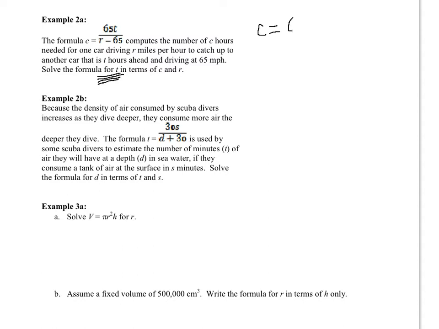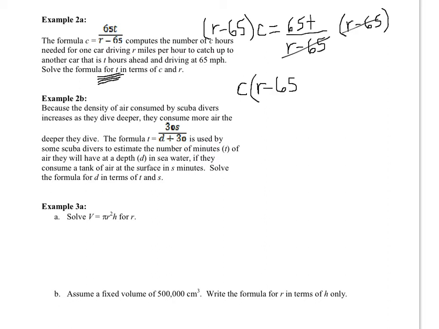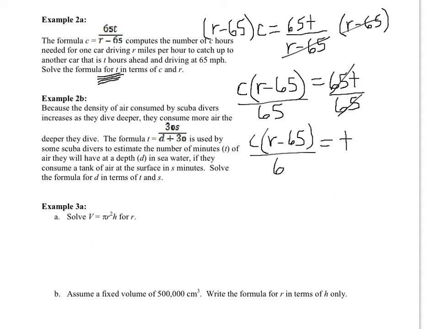C equals 65t divided by r minus 65. Okay, we want to get rid of that r minus 65 first. So we're going to multiply both sides by r minus 65. Those r minus 65s cancel out on the one side, and we're left with C times (r minus 65) equals 65t. Now we want to divide both sides by 65. Those cancel out, and we're left with t equals C times (r minus 65) divided by 65.